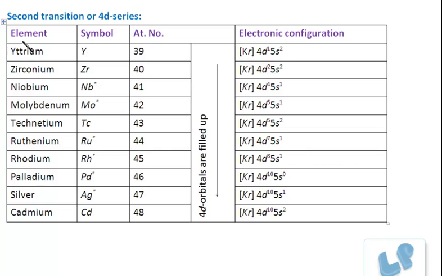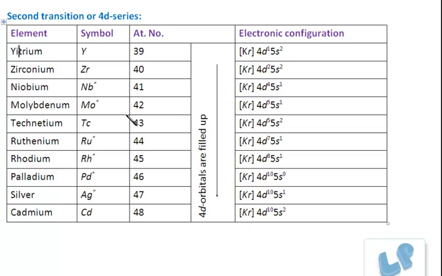See, this is the second transition or 4d series. It is yttrium, zirconium, niobium, molybdenum, technetium, ruthenium, rhodium, palladium, silver and cadmium. The atomic numbers are 39 to 48. The configuration is 4d1 5s2 to 4d10 5s2.